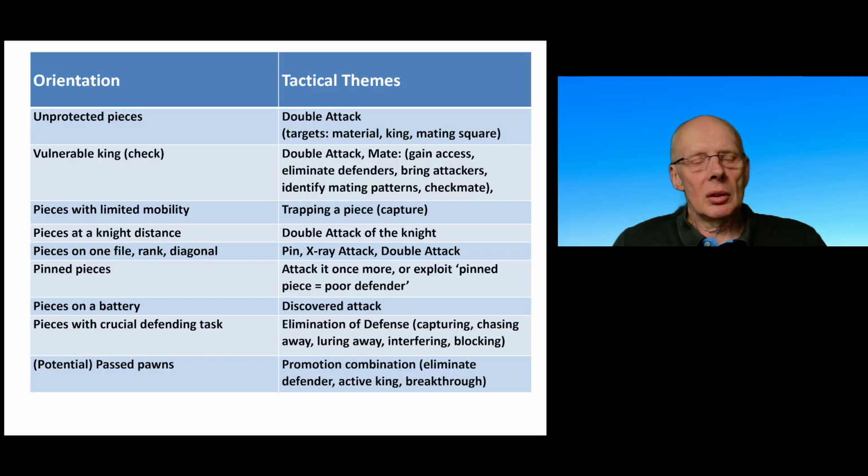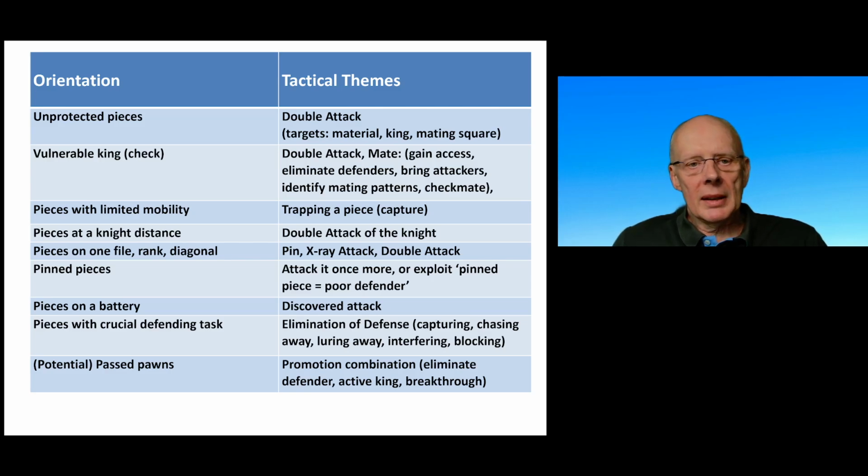So for the tactical orientation, you look at the left side of this sheet. So unprotected pieces or vulnerable pieces, vulnerable king, pieces with limited mobility. So you don't go immediately to moves and tactical themes, but you look at the left side and you try to get a complete orientation done before you start thinking about candidate moves and tactical themes in the position.